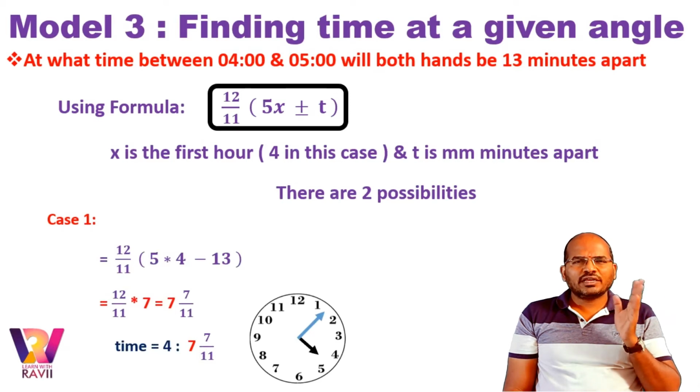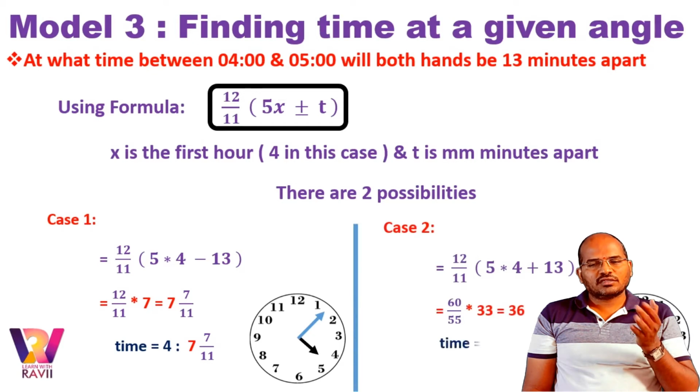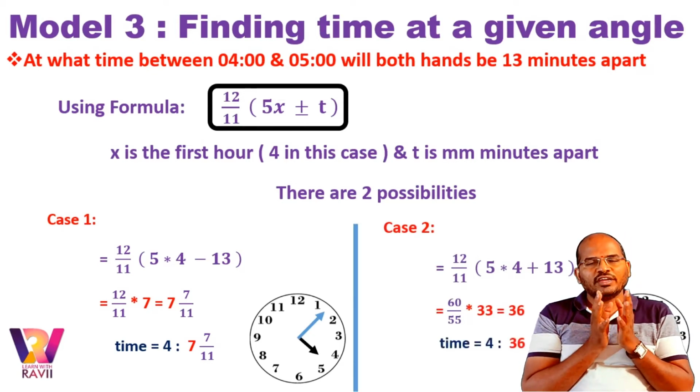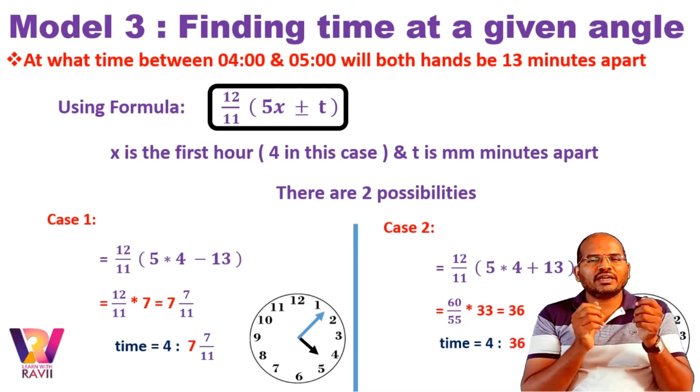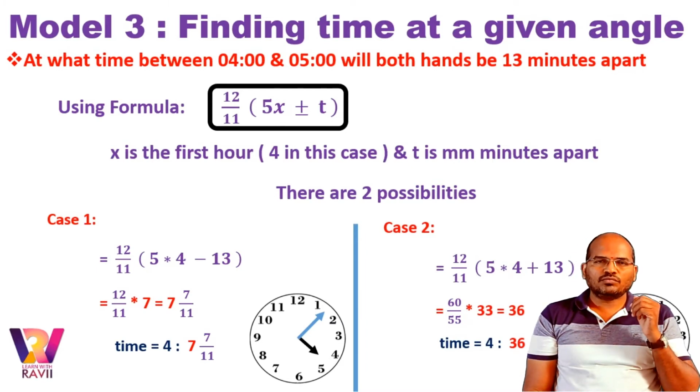So just put in x as 4, t as 13. Case 1 is 4 hours 7 and 7 by 11, and case 2 is 4:36, and that's how we solve the same problem where we have the minute hand and the hour hand some minutes apart. So this is one model of finding time at a given angle.